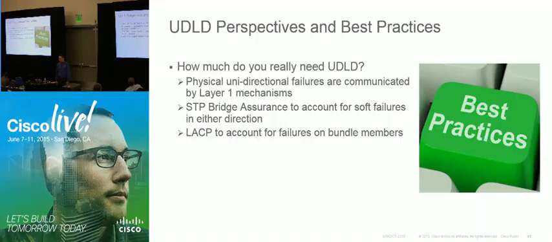LACP. We've got LACP. We can use that to account for bundle member failures. Now, you might be arguing with me and saying, well, okay, LACP is like 90 seconds, and UDLD may be a little bit faster, what, 45 seconds? My argument to this would be, in the spirit of simplicity, I prefer to have one protocol.